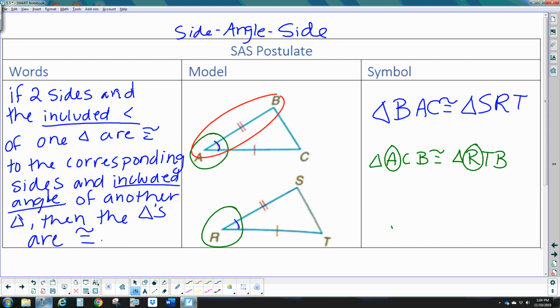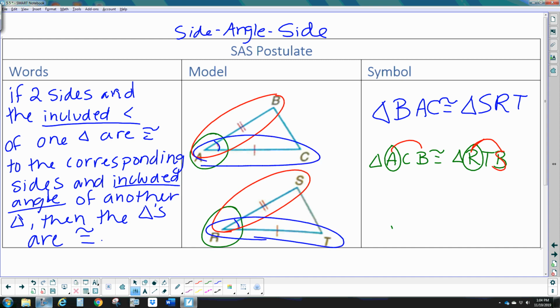So here, AB and RS matches to AB, oops, this should say RTS, matches to AB and RS. Okay, and then lastly, RT and AC should match. So RT and AC, they have to be in the same order in each statement to show that the corresponding parts are congruent.